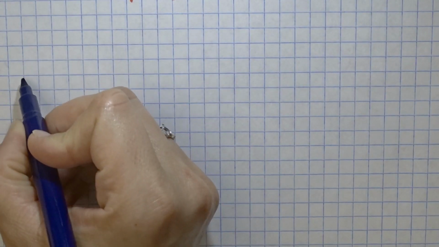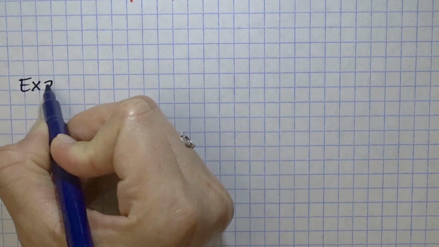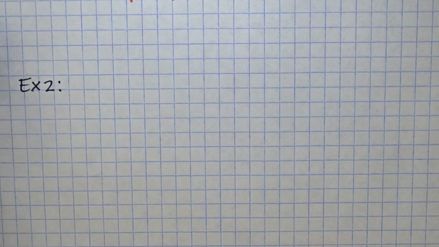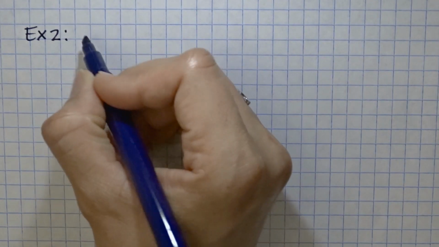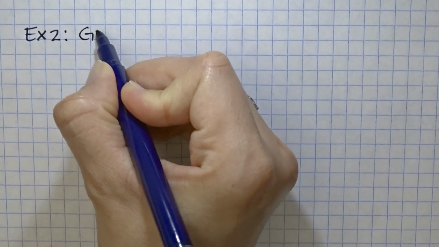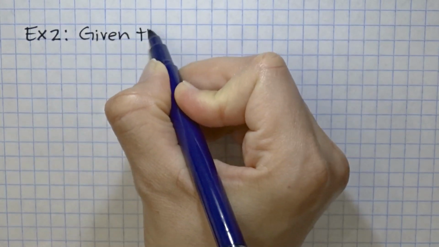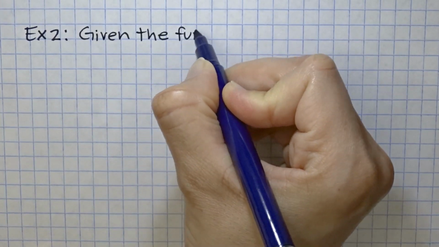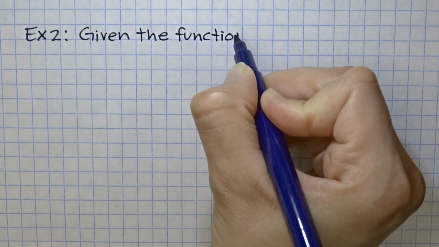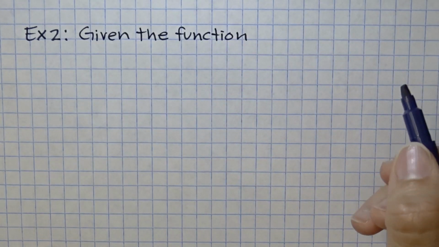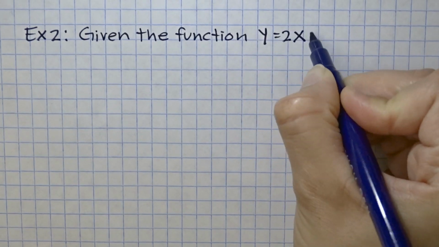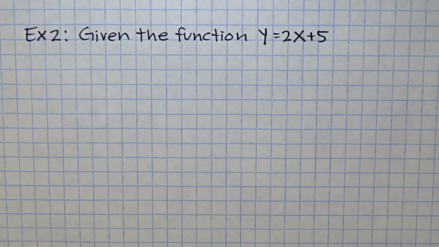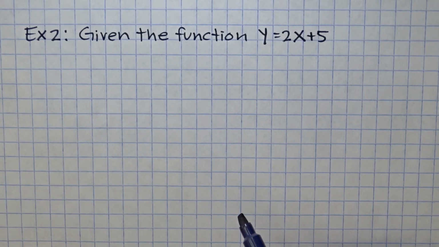Example 2. Given the function y equals 2x plus 5, if the input is 3, what is the output?